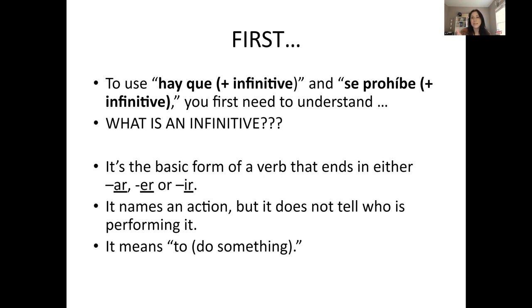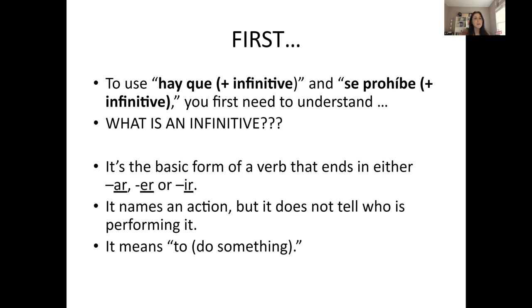All right. And then se prohíbe means it is forbidden. And also, like I said in vocabulary, you can translate it as prohibited, but try to use forbidden. And that is for things that you cannot do. And it goes with the same method. You use se prohíbe plus an infinitive. Do not conjugate the verb that comes after se prohíbe.